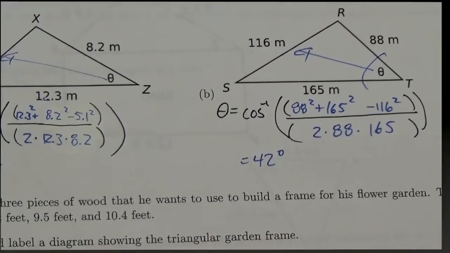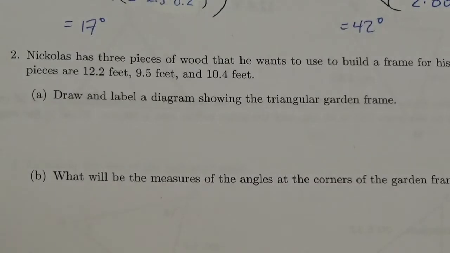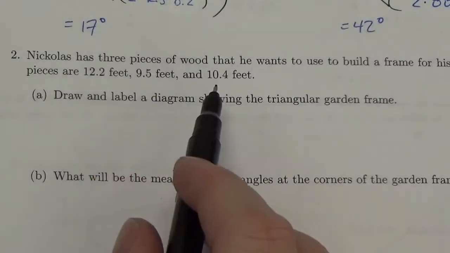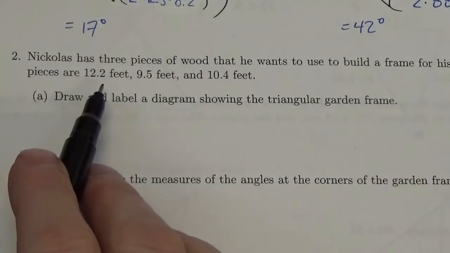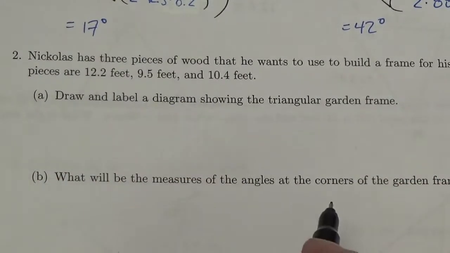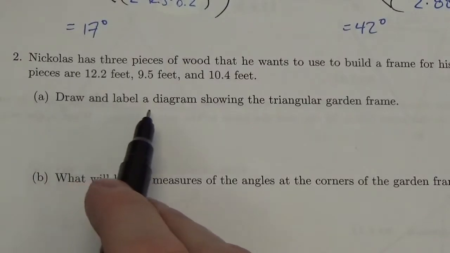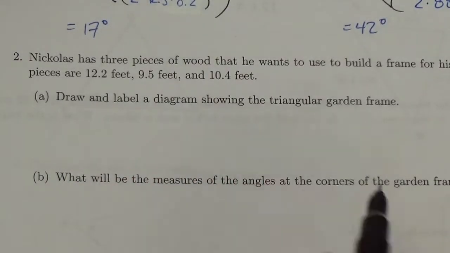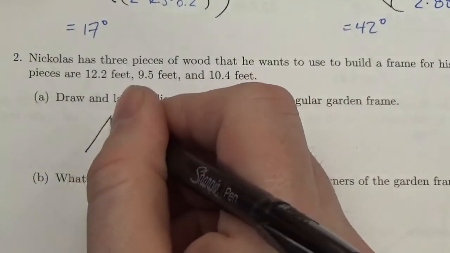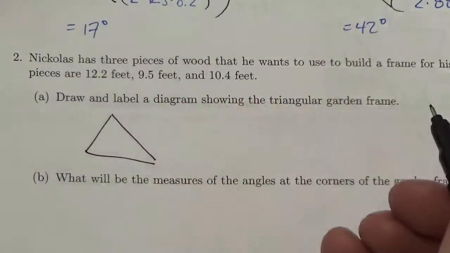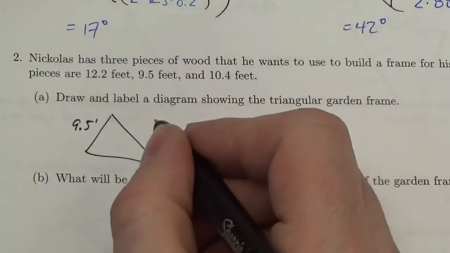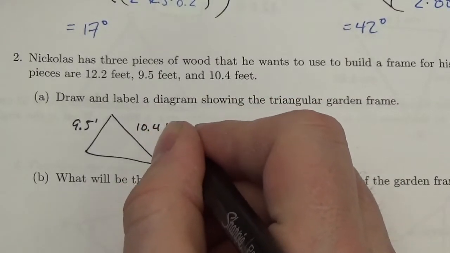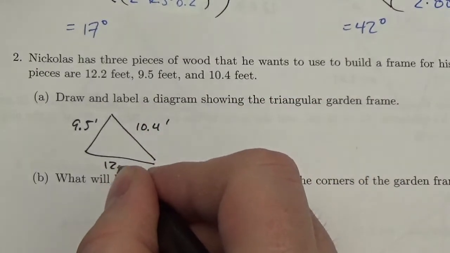Let's look at another example. Okay, so this problem reads, Nicholas has 3 pieces of wood that he wants to use to build a frame for his flower garden. The pieces are 12.2 feet, 9.5 feet, and 10.4 feet. Okay, so draw and label a diagram showing the triangular garden frame. Okay, well, we just need to throw a triangle down here. Doesn't really matter. Okay, we'll make this 9.5 feet, 10.4 feet, and 12.2 feet.